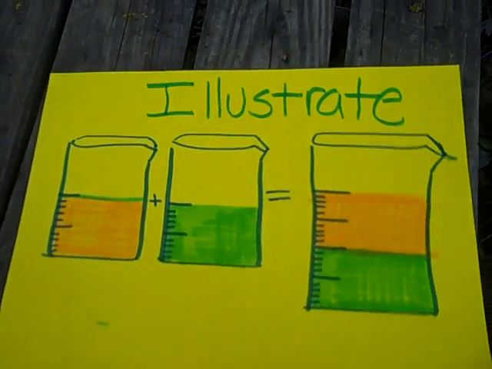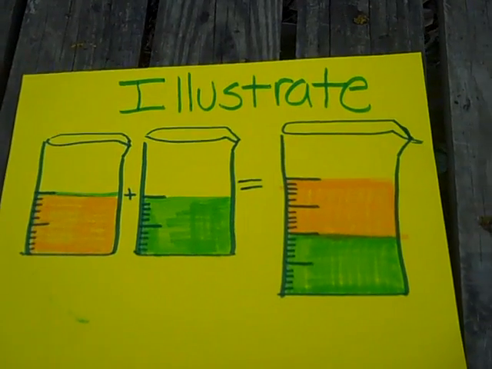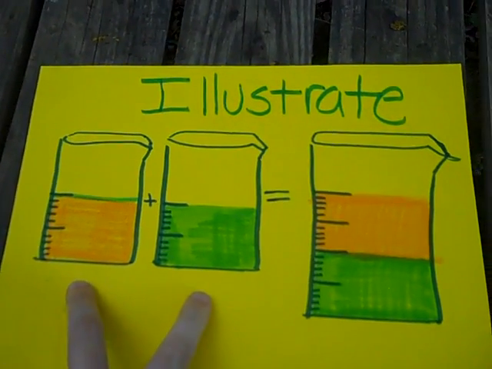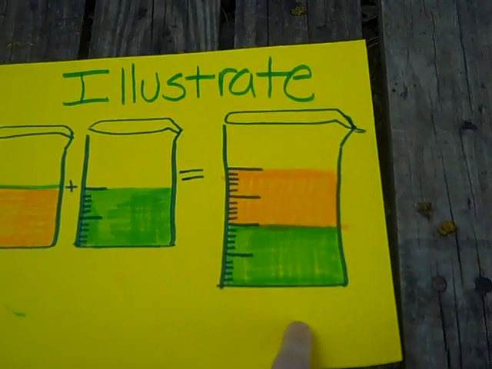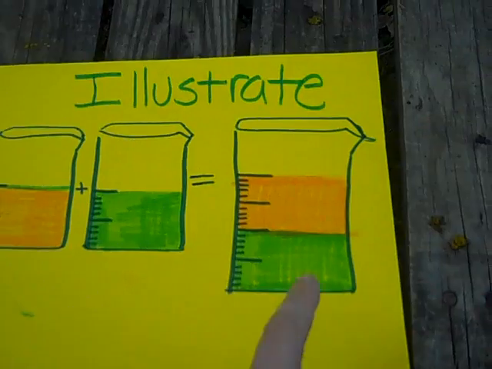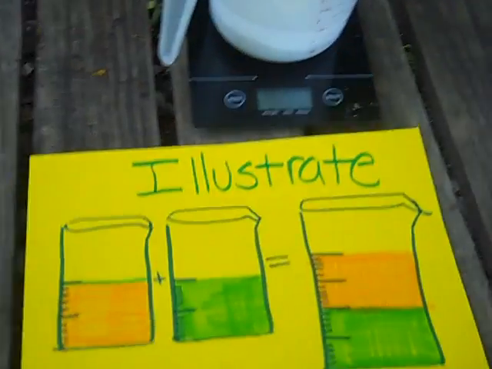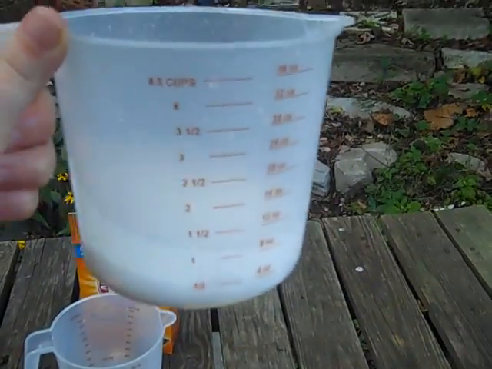And the illustration I made was just a real simple picture of two materials being added together that would have the same mass as the two separate materials, even after a chemical reaction has occurred. Just like what's going on inside this little measuring cup right here.